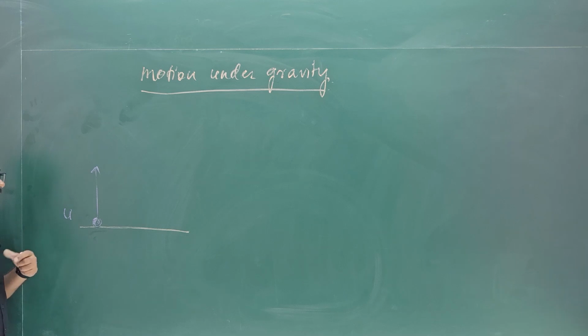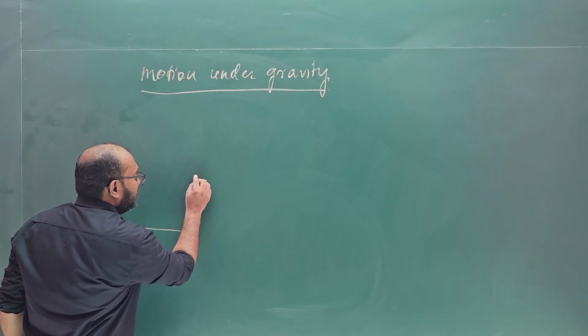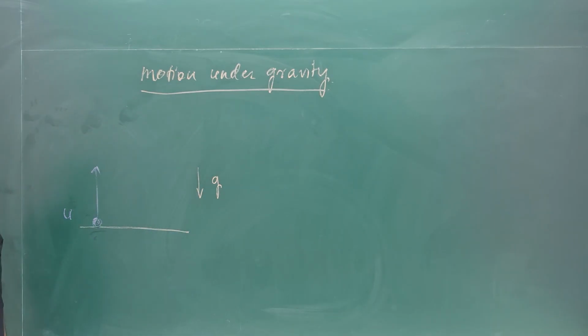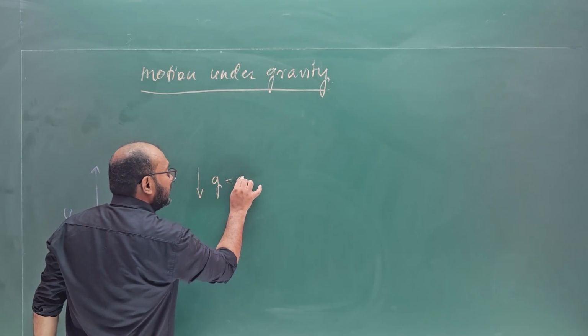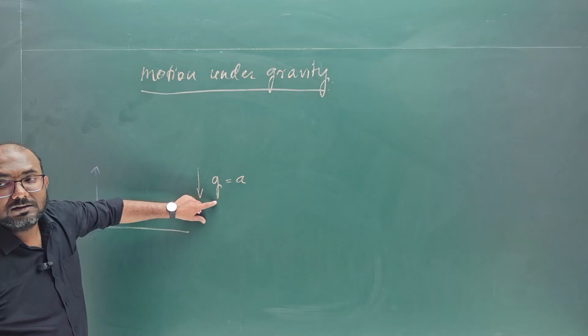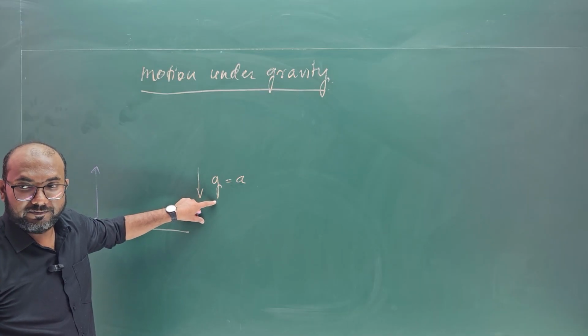Consider I am throwing this with initial velocity u. Initial velocity is what? u. Once I throw the object in the upward direction, will that object continuously go in the upward direction, or will it come back? Yes, it will come back. Why does it come back? Yes, because of gravity. So we say that gravity is acting in the downward direction, and we write the acceleration as g. And this g is called acceleration due to gravity.